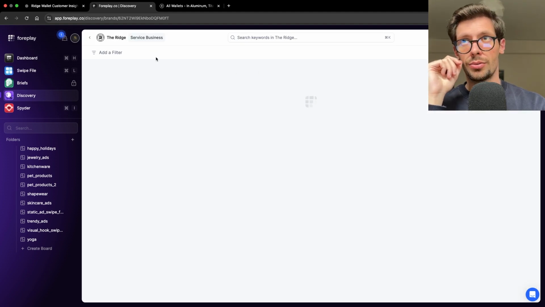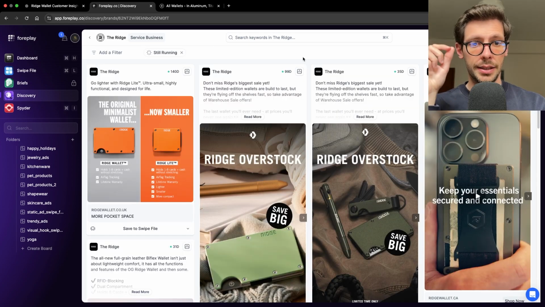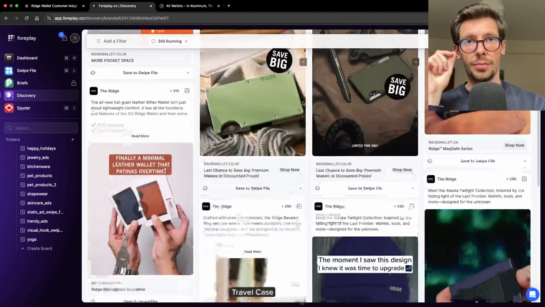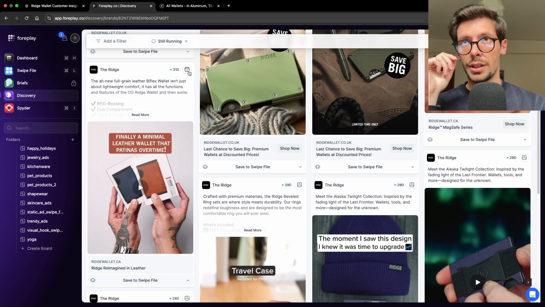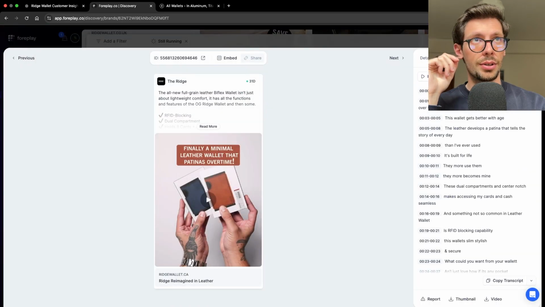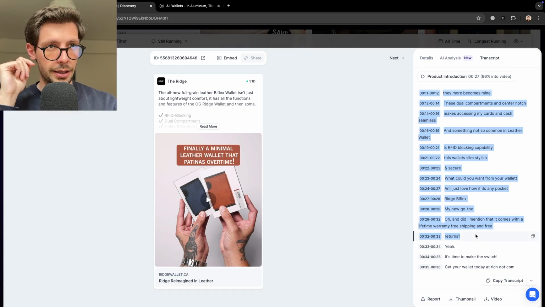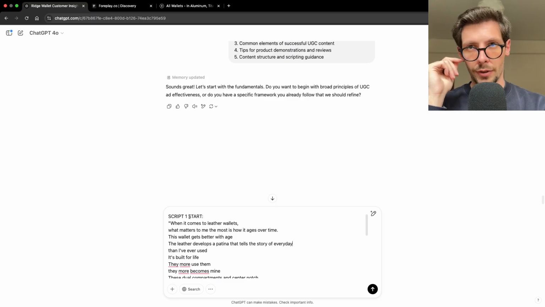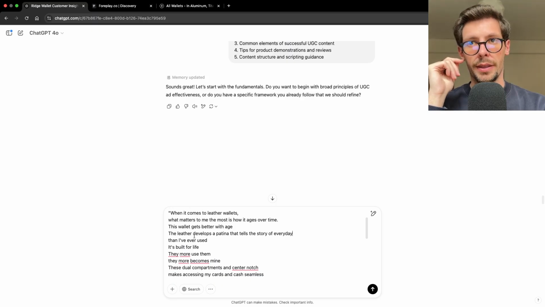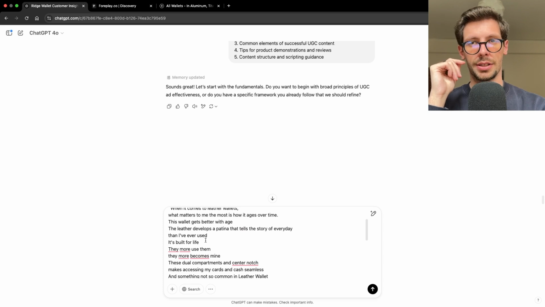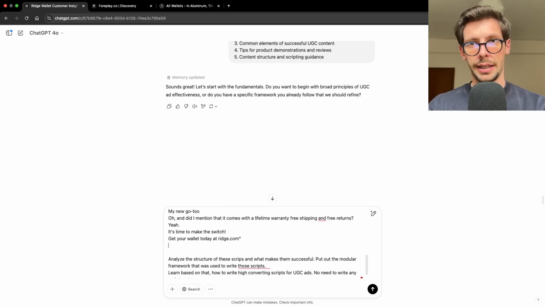Again, here to longest running, status still running, and here you see the current winning ads of the brand. Now what you want to do here is go on this button and then transcript. From here you can copy the entire script that was used. So I've inserted here the script 1 start, then I put here the script, corrected the mistakes from the Foreplay transcript, and then ended it here.